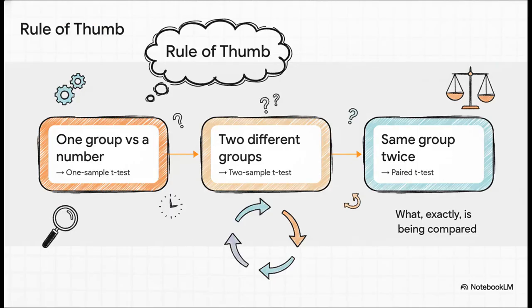And this slide right here, this is your mental checklist. Think of it as your rule of thumb. Just by figuring out if you have one group versus a number, two different groups, or the same group measured twice, you'll instantly know which tool to grab from your toolkit. It always comes back to that core idea we started with. What exactly is being compared?